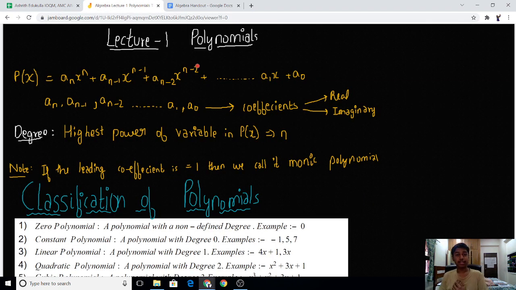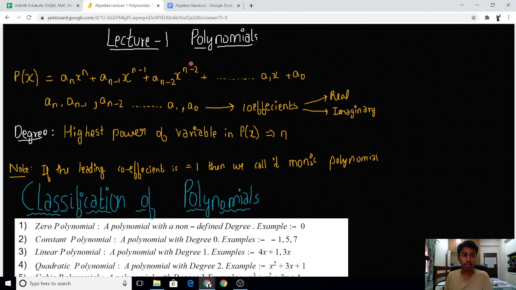So in this class we're going to learn polynomials, and make sure, this is a full theory class. So as I told you, you'll have 4 classes. The first class will be theory, the second class will be basic problem solving, third will be advanced problem solving, and fourth one is going to be previous year problem solving. So this is the first one, which is theory.